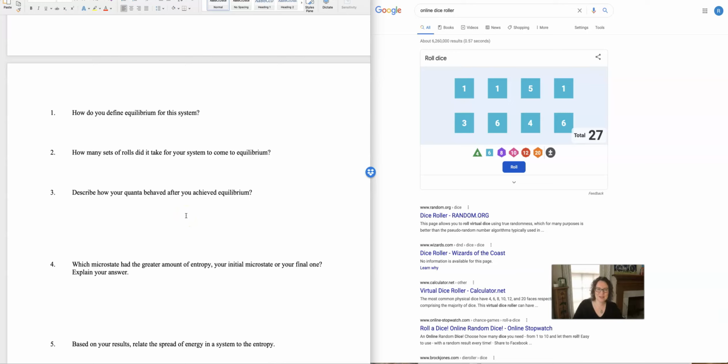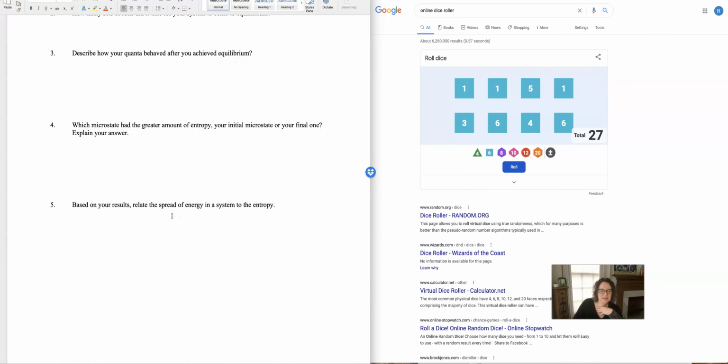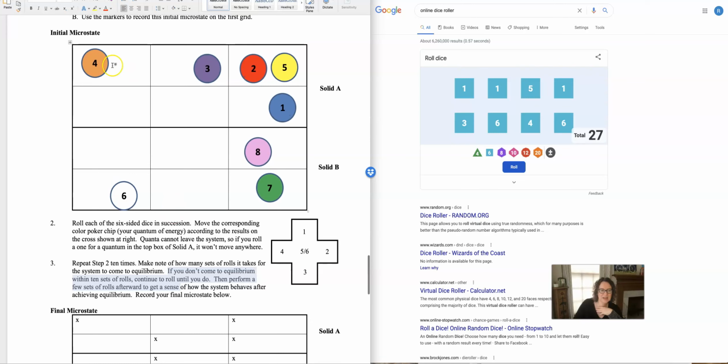Answers to this might include that they all went into solid B and stayed there, solid A didn't see anything, or they stayed reasonably balanced between solid A and solid B for the rest of the time. Those are answers that you could give there. Which microstate had the greater amount of entropy, the initial one or the final one? And explain your answer. And then, based on your results, relate the spread of energy in a system to the entropy. Okay, so like in here, I would say my poker chips are not spread out very much. They're really on the right, and then on the left, but anyhow, that's what spread means.